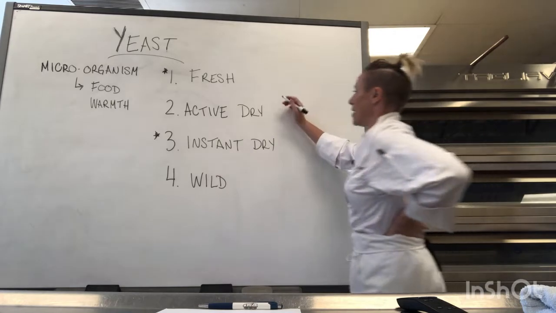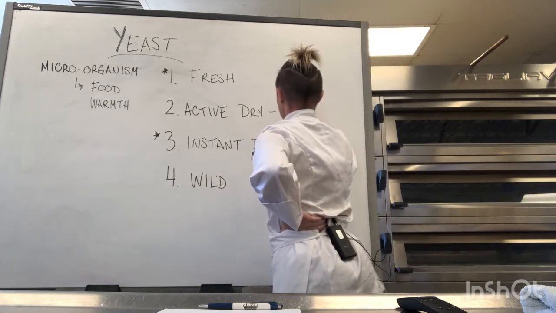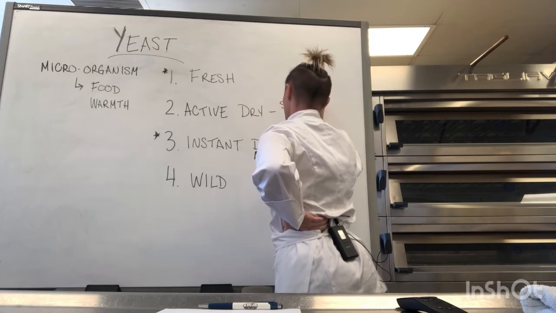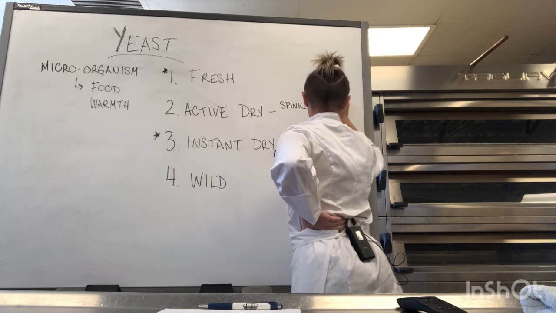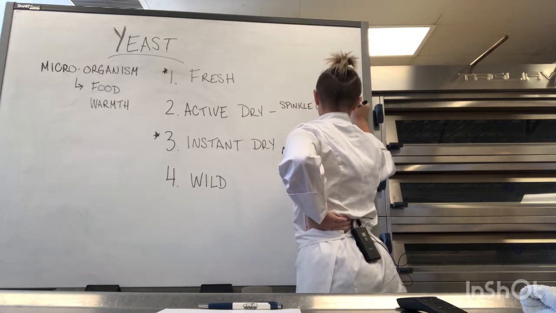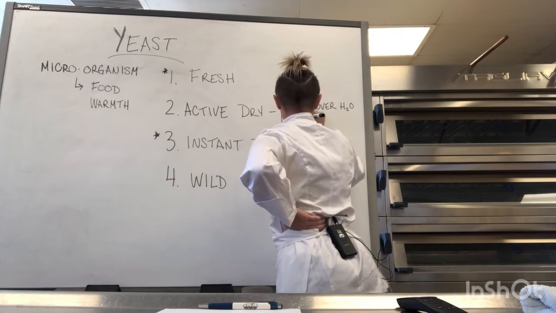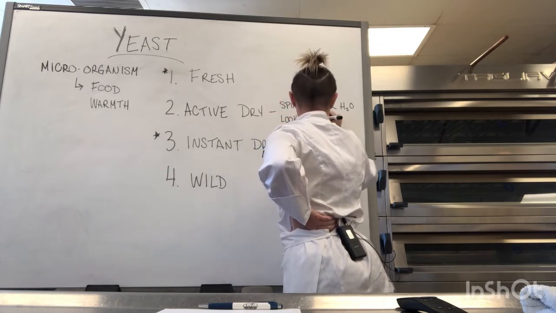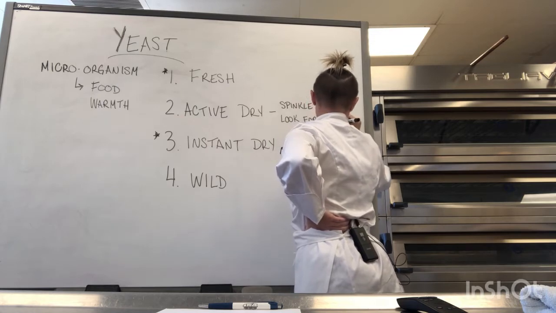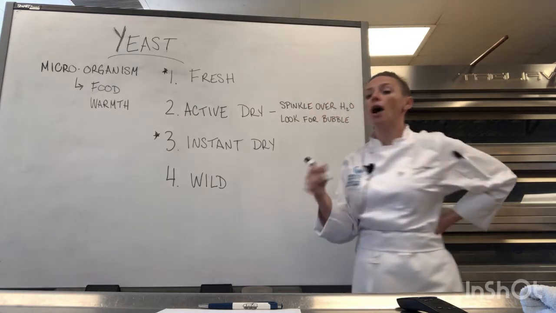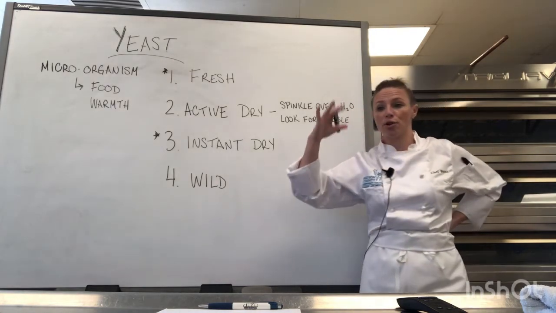So active dry, you need to sprinkle over your water. Your warm water, always warm. So you want to sprinkle it over and look for bubbles. When you see those bubbles, that means that your yeast is alive. If you don't see bubbles, that means that your yeast is probably old and you're not going to get a lot of rise from your dough.